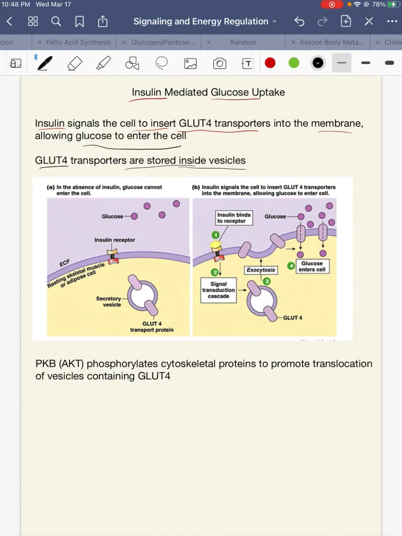So remember we said insulin activates PKB and AKT. PKB goes in, phosphorylates cytoskeleton proteins to promote translocation of vesicles containing the GLUT4. So the vesicles are containing GLUT4. These vesicles go to the membrane and then insert the GLUT4 transporters. When you have more transporters, you'll have more glucose entering the cell, so you increase glucose uptake.